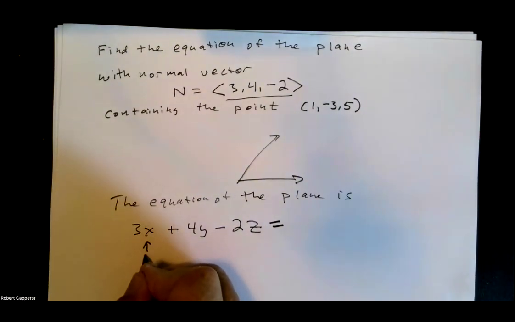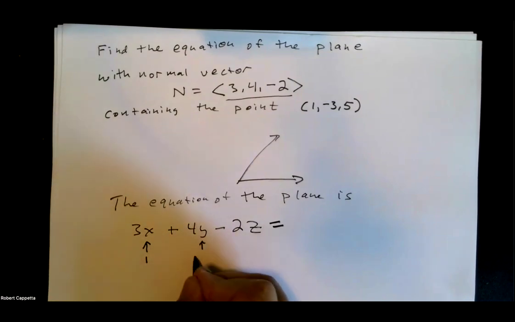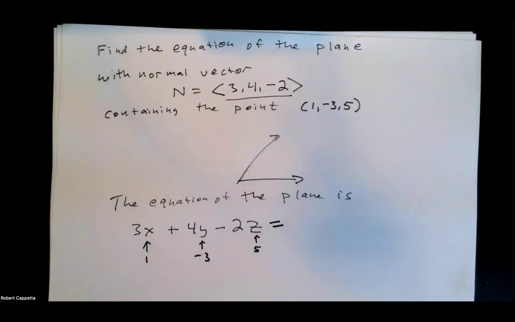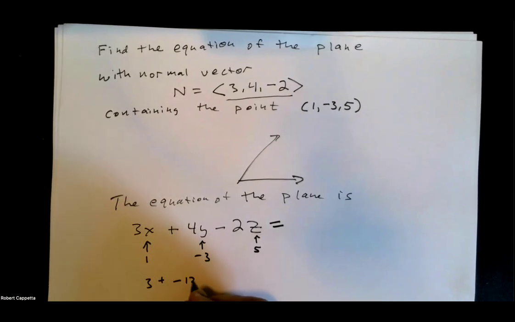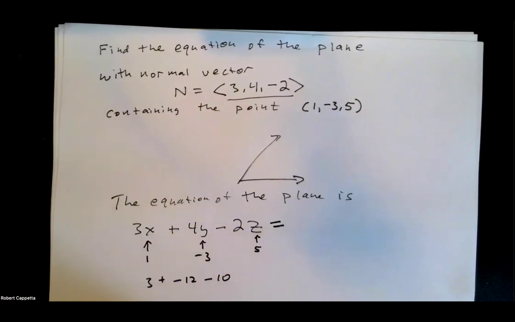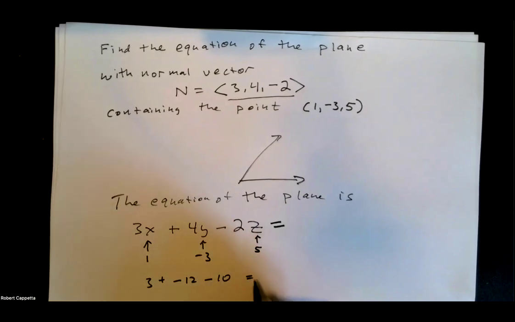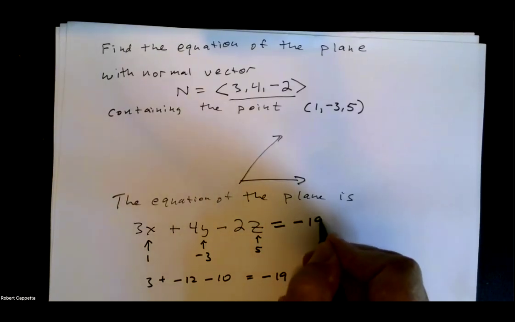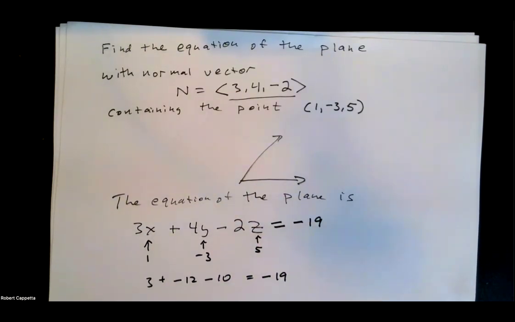So if I plug a 1 in for x, plug in a -3 for y, plug in a 5 for z, what do I get? That will give me the number that goes on the right-hand side. 3 plus 4 times -3, -12, minus 10. What does that give us? 3 plus -12, -9, minus 10 would be equal to -19. So that would be the equation of our plane.